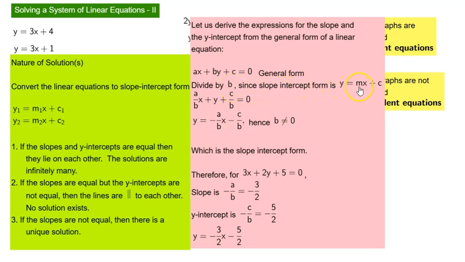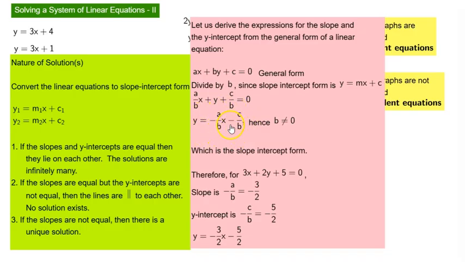Since slope-intercept form is y is equal to mx plus c, that means the y coefficient should be 1. So we have to get rid of b. So we divide the entire equation by b. So we get a divided by b times x plus y plus c divided by b is equal to 0. And now rearranging it, we get y is equal to minus a by b x minus c by b. Now this is in the slope-intercept form. And because we are dividing it by b, it cannot be equal to 0.